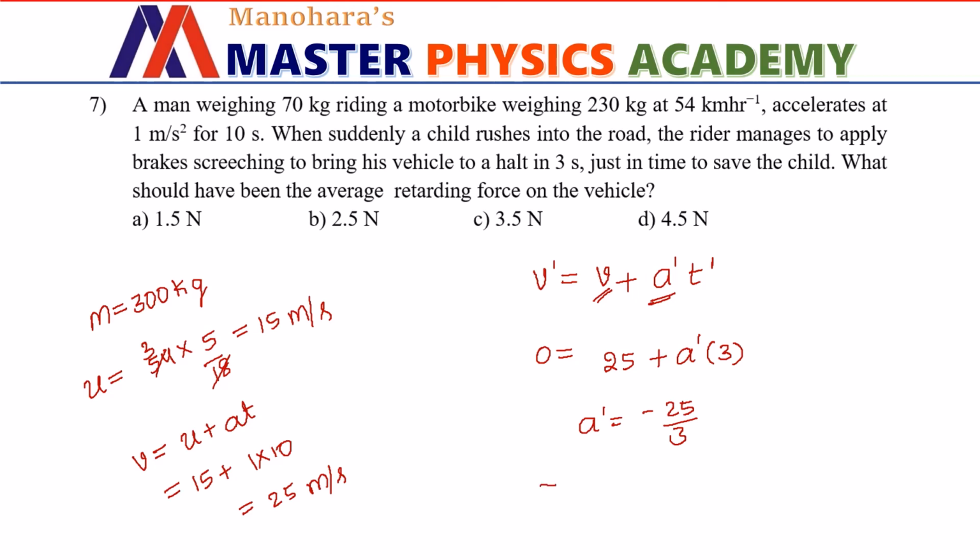Then what is the average force acting on the vehicle? The formula for this will be equal to m a dash. So let us substitute. M is 300 kg and retardation is minus 25 by 3. I can ignore the negative sign, which says that the body's acceleration is opposite to the direction of velocity. So it is going to be 2500 Newton. None of the options given is matching with this answer. So I think they might have given grace marks for this question.